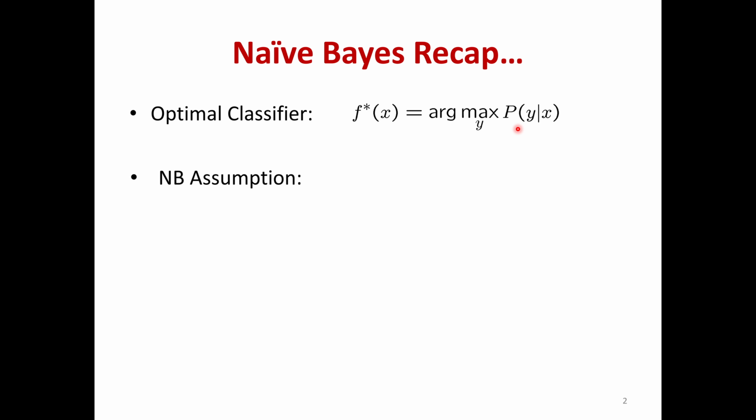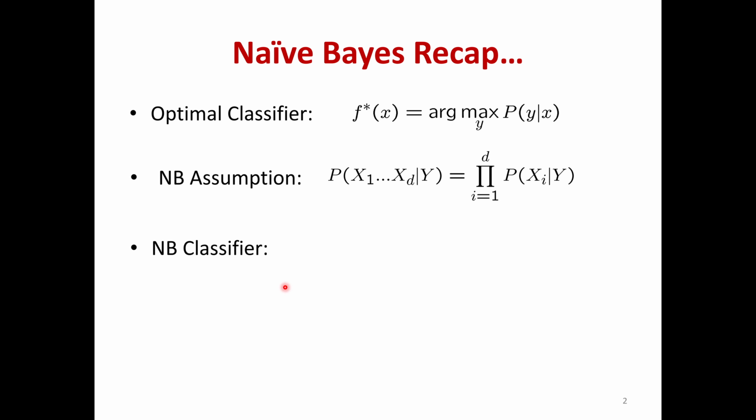As we already discussed, the naive Bayes assumption assumes that the input features become conditionally independent when we condition on the target label Y. Based on this, the naive Bayes classifier decision function is just this expression here. We want to find the target label Y where this function has its maximum value.